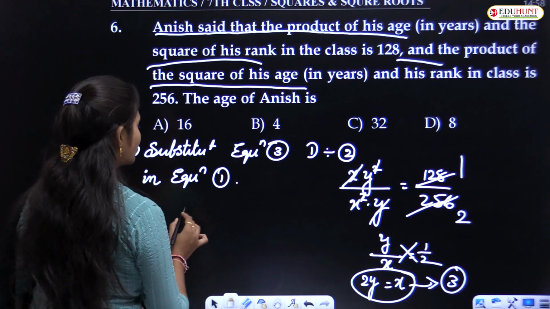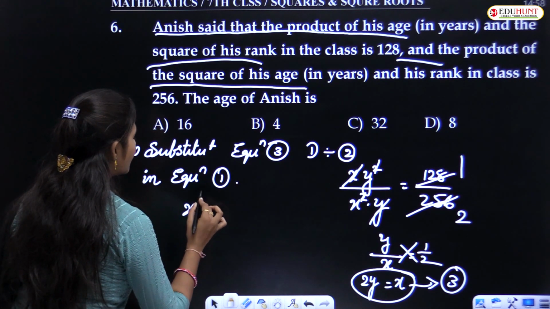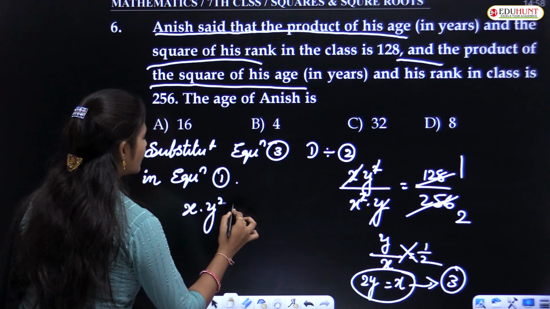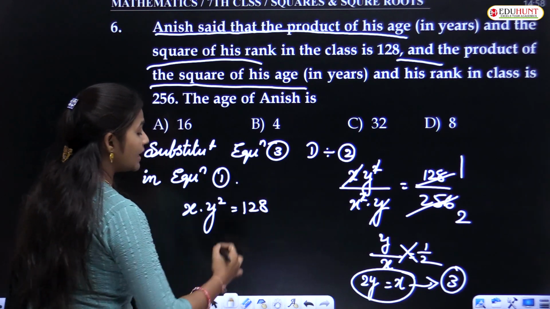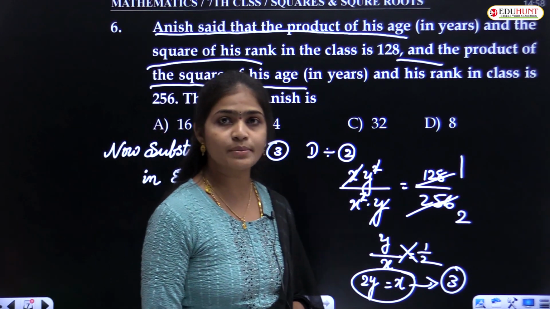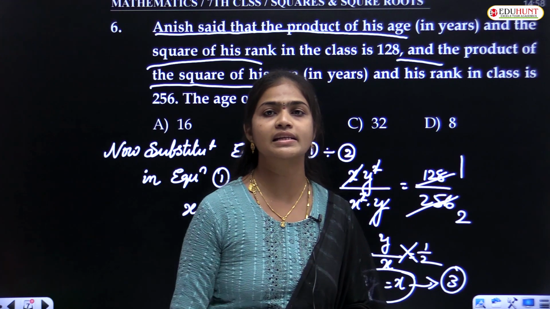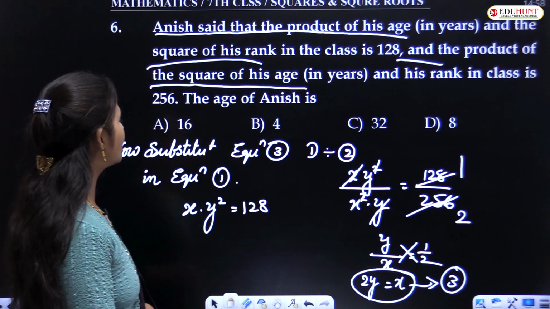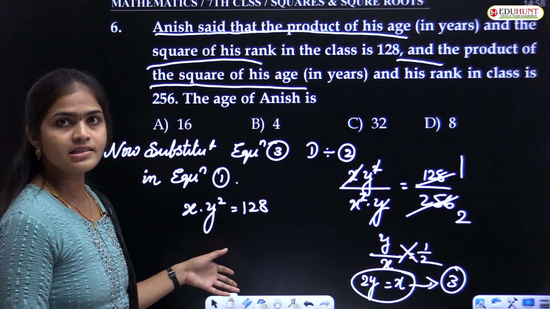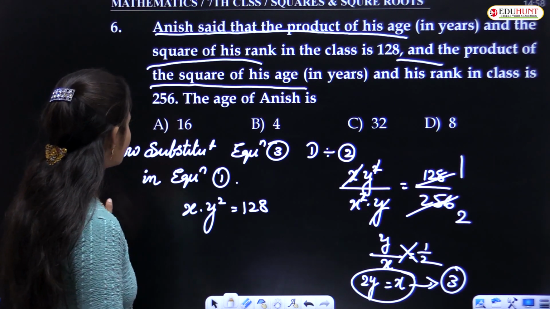So what is that equation number 1 we wrote here? That is x into y square is equal to 128. This is also related to algebraic equations, so that one also we will discuss later. But here except this one we can't simplify this, so that's why we have to go through this.